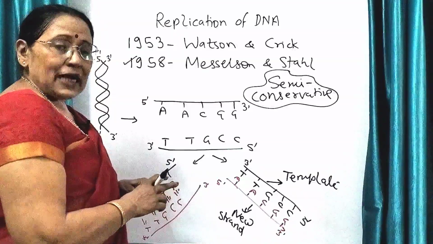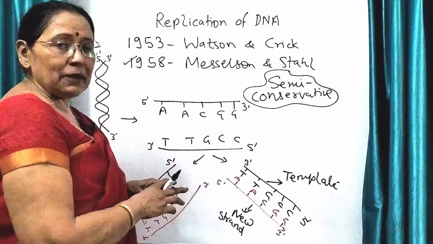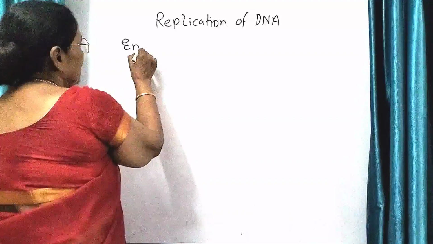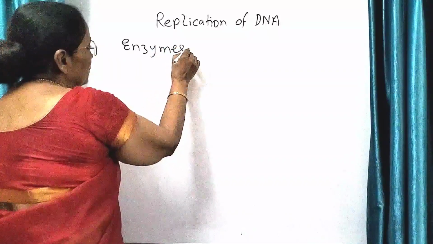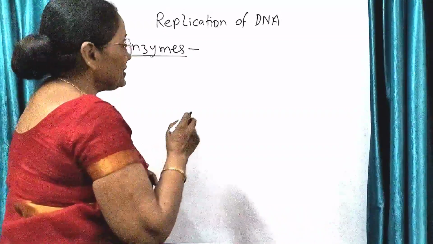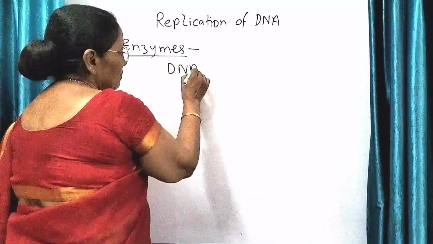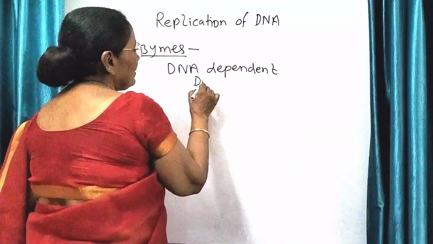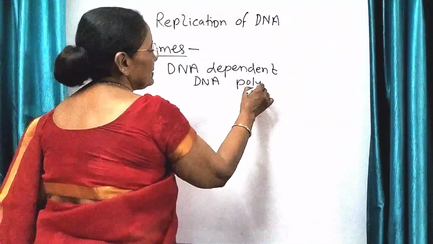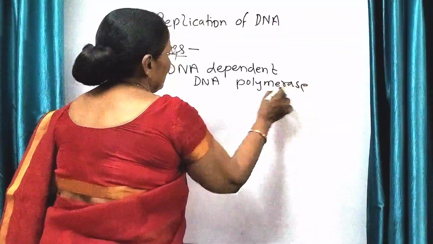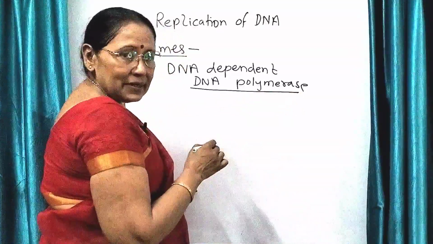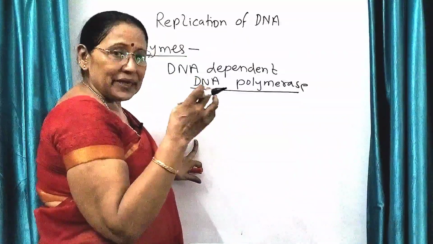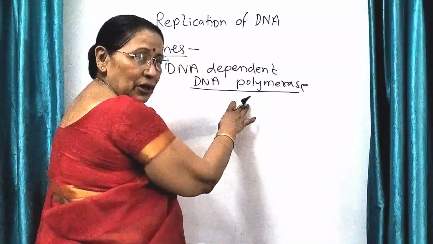Now let us see the types of enzymes which are involved in replication of DNA. So we are studying the enzymes which help in the replication of DNA. The most important of all enzymes is DNA dependent DNA polymerase. Why is it called so? See, here it is written DNA polymerase. It is easy to understand. It is doing the work of polymerizing the nucleotides of DNA. That's why it is called polymerase.